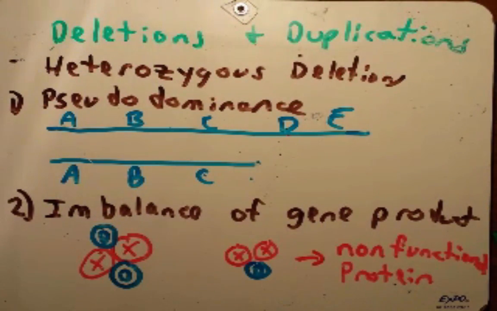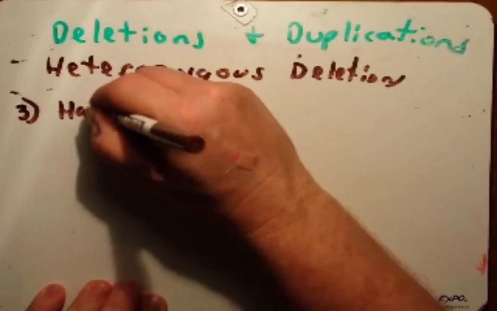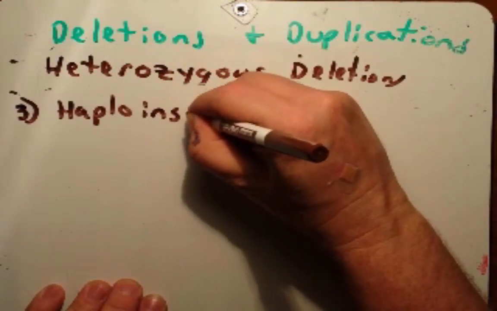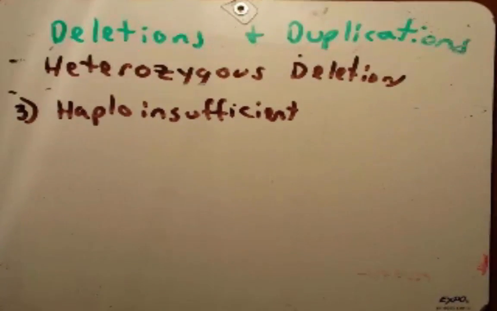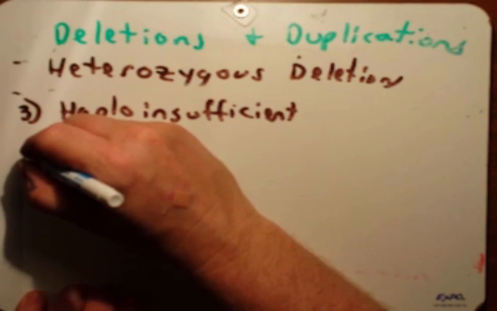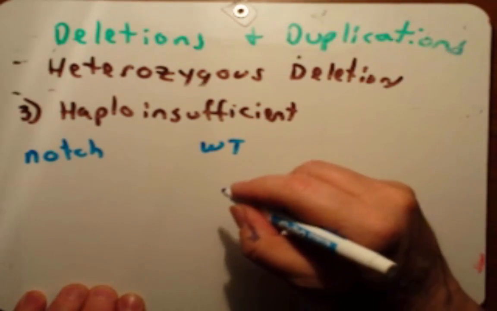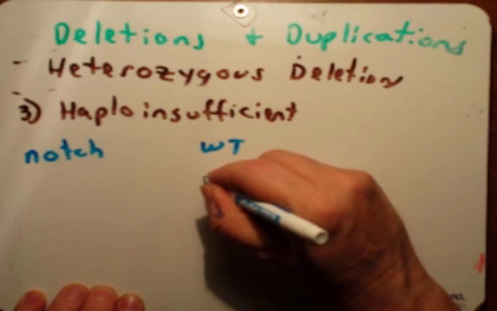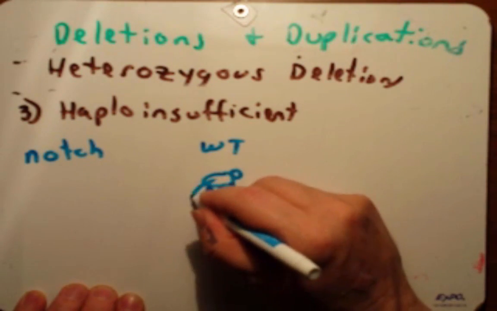Okay, I'm going to erase these 2 examples here so we can talk about the third. And this third example is called haploinsufficient. This is kind of a difficult concept to learn, I think. A good example is looking at this Drosophila mutant called Notch. And then the wild type fly, just wild type here. And I'll do my best to draw a fly, but you know it's going to be horrible, so don't give me too much grief. Okay, that's my fly, but I'm going to draw the wing here.